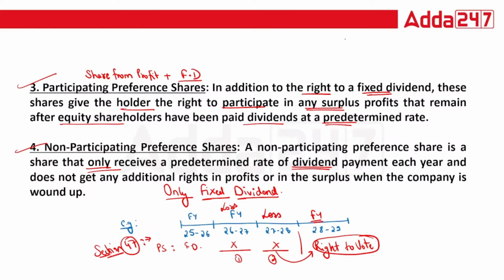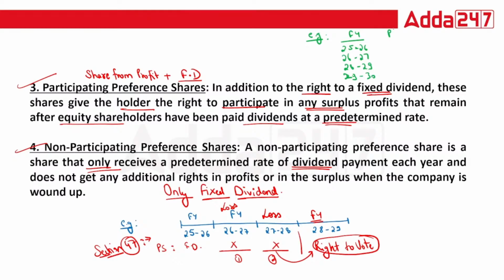If you are saying this is a financial year, let me give you one more example, because this is going to be again a very common doubt. So let's take one more example here. These are your financial years: 25-26, 26-27, 28-29, and 29-30.